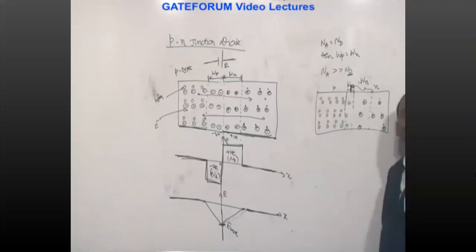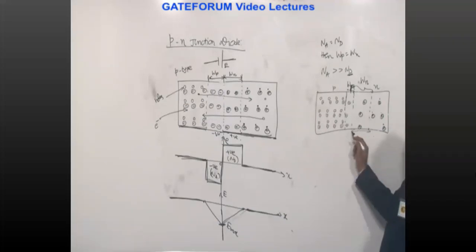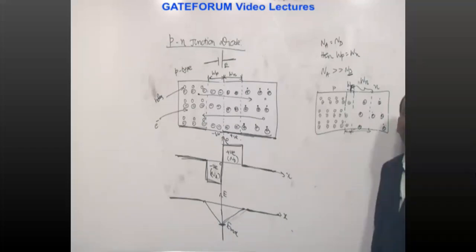So what is the meaning of this? More doping, the width of the depletion layer is less. So the depletion layer will penetrate more into the lightly doped region. In this case, the lightly doped region is the N-type semiconductor. Therefore, the depletion layer will be more in the N-type semiconductor, less in the P-type semiconductor. Clear that point? The depletion layer will penetrate more into the lightly doped region.